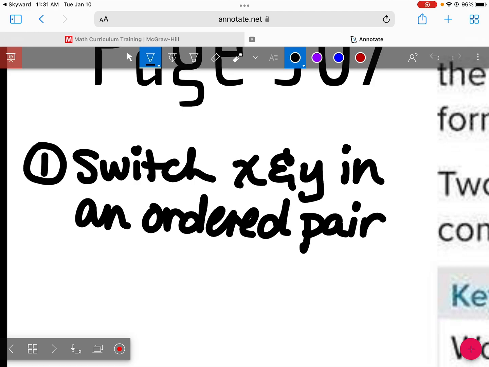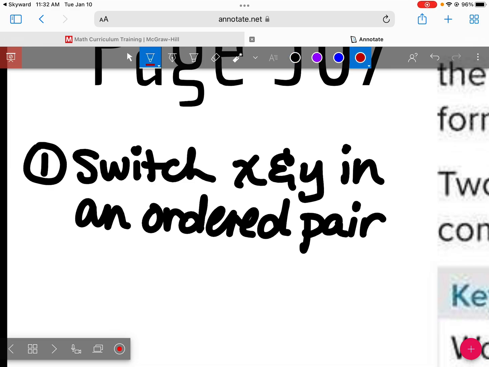Switch x and y in an ordered pair, which is what they're describing right here. Like I said, we're going to talk about 3 ways to find an inverse. This is one of the ways we can find an inverse. If they give us ordered pairs, we just take whatever x is and whatever y is, and we make them trade places. And we do that to every single ordered pair we have. We make the x and the y switch places. We're going to practice that on the first example here.